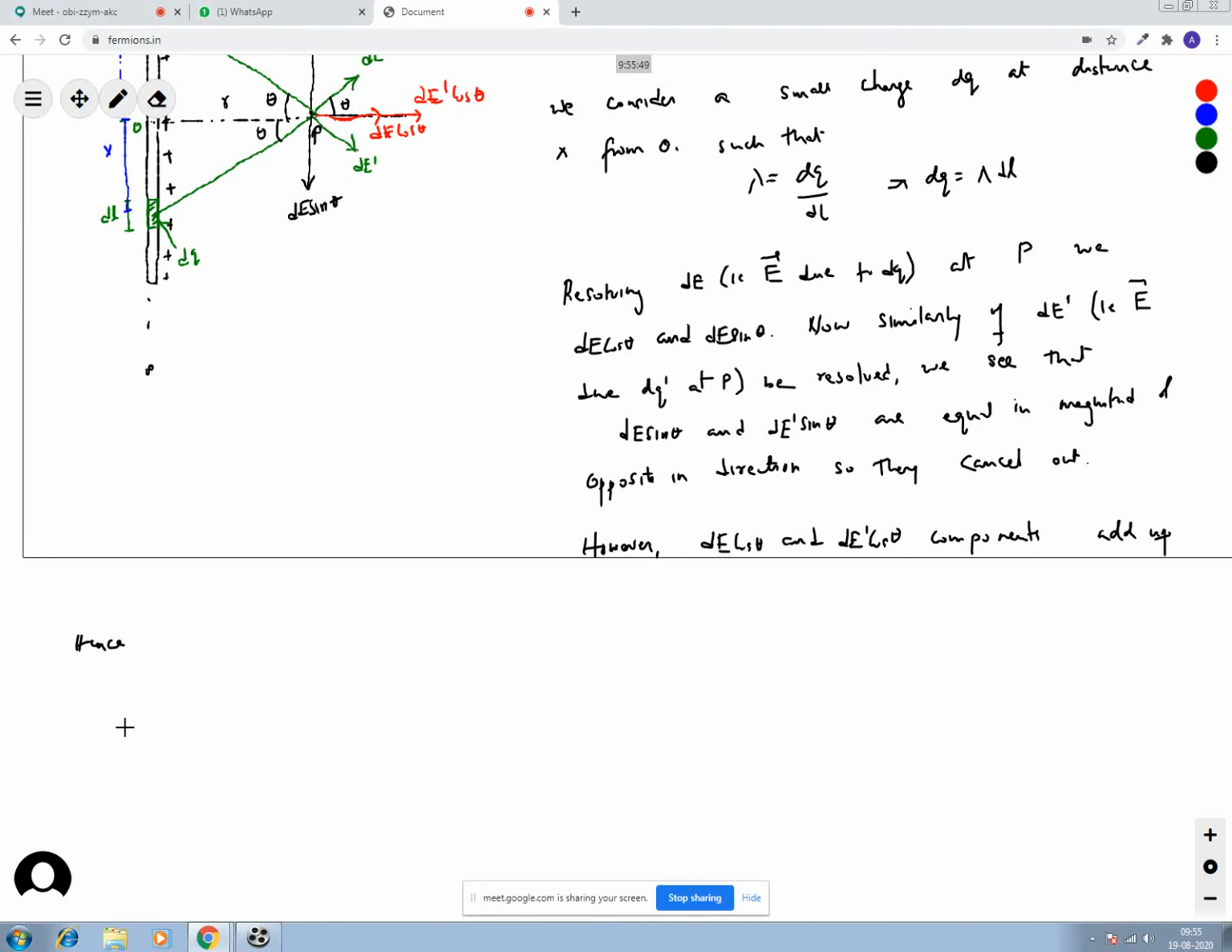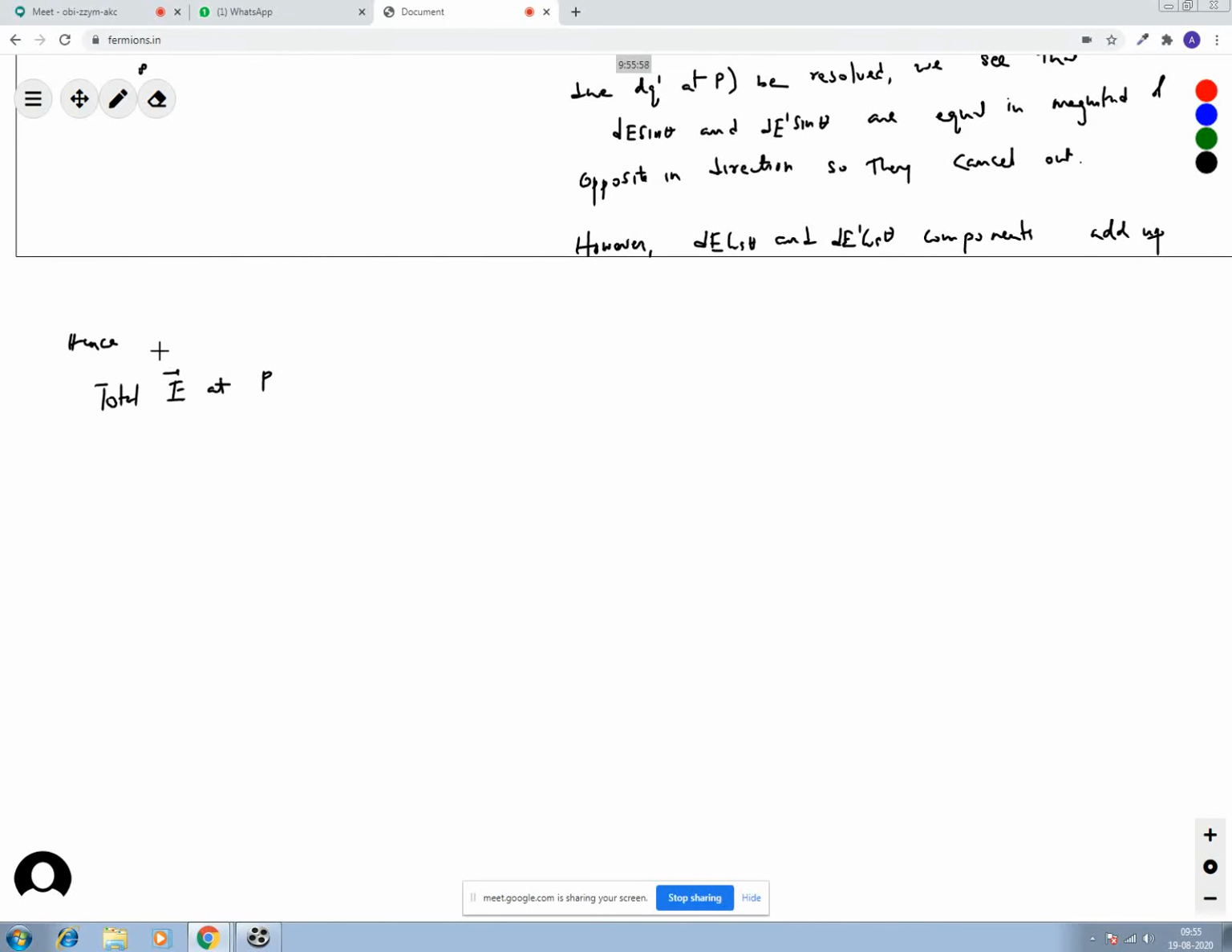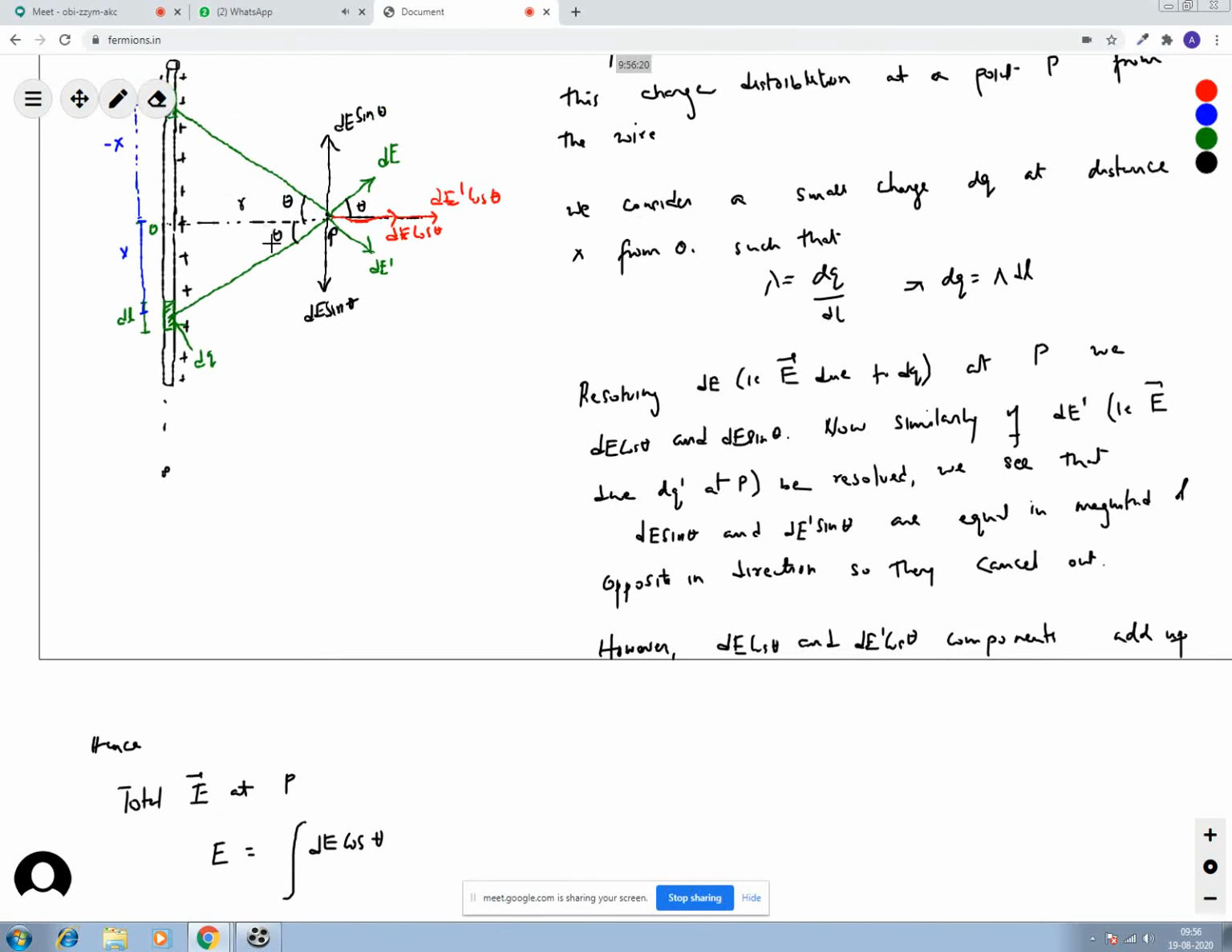the total E at P will be the integration of dE cos theta. But wait a minute, theta is present. So look closely, you are going to take this from where to where? This will definitely be from x equals to, so let me bring you to the picture here.